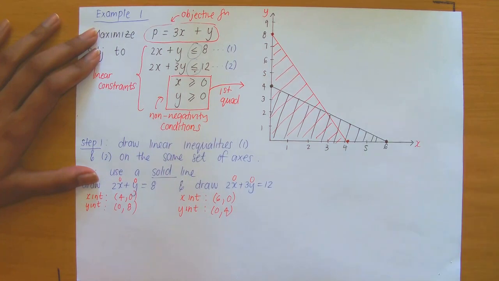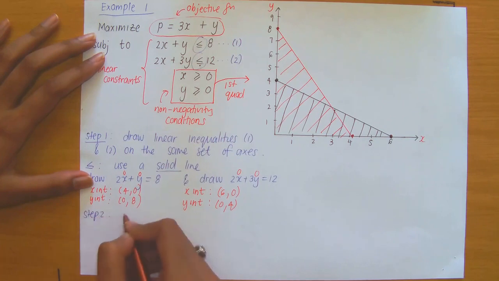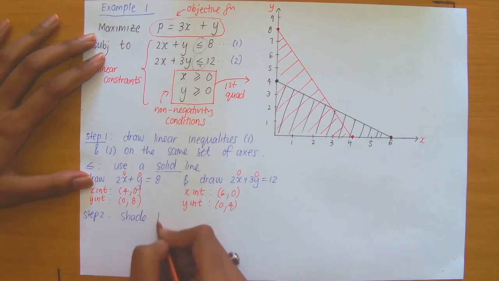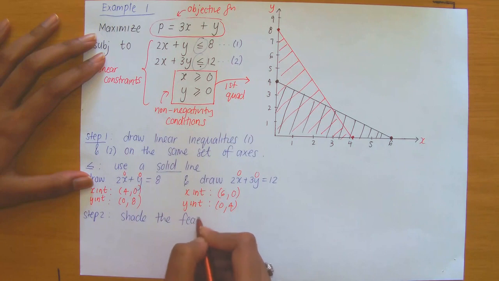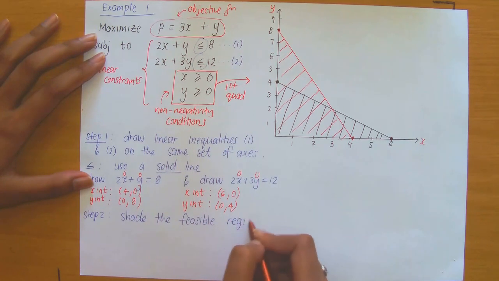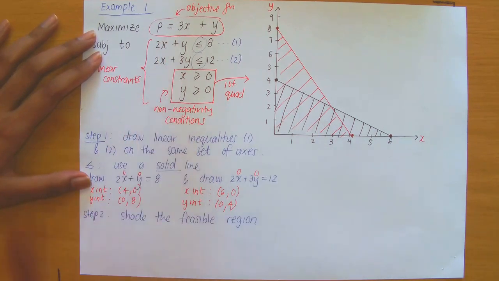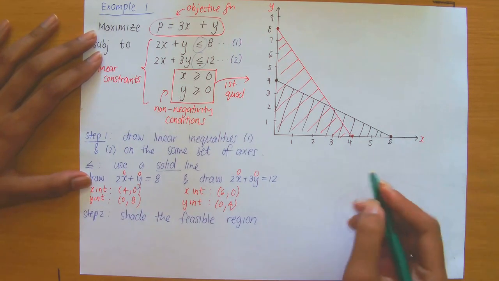Right, and that's done. So step 1 complete. Step 2, we now need to shade the feasible region. Right, what is the feasible region? The feasible region in this problem is the set of solutions obtained by sketching our 2 linear inequalities, and this is found by looking at where the shaded regions overlap.